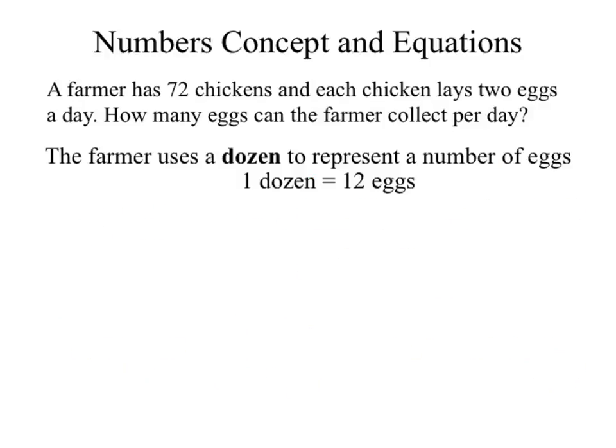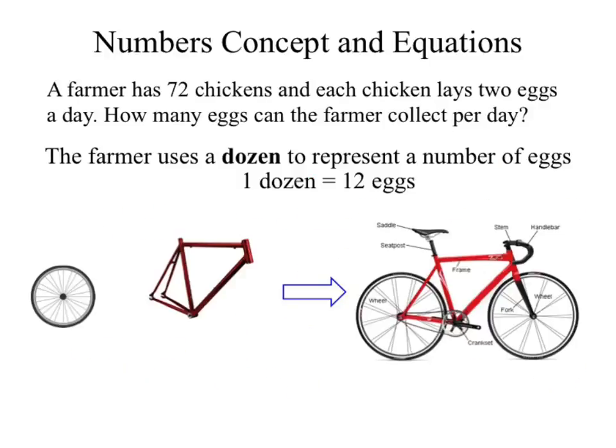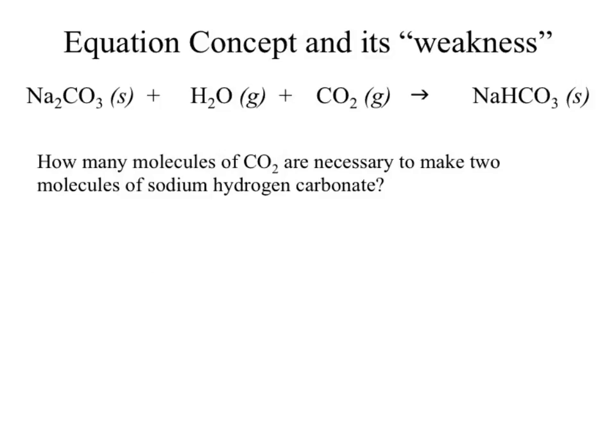For some reason, I'm not quite sure I have a bike on this. Why? So let's just skip that. So let's take a look at the equation concept and its quote-unquote weakness here. All right, this goes back to our conversions. Should I be asking this question about this equation, or can I answer the question about the equation shown?